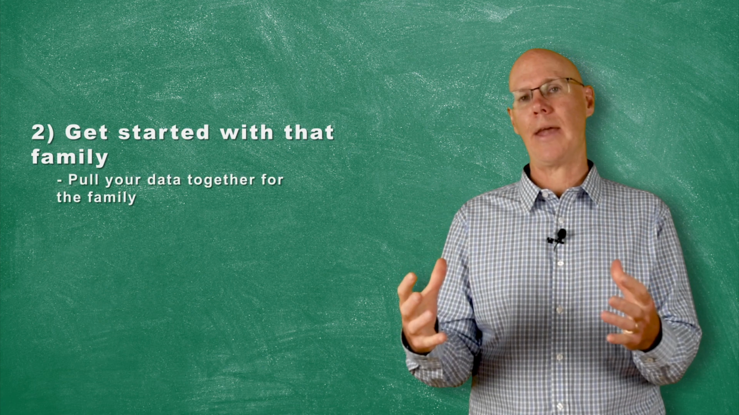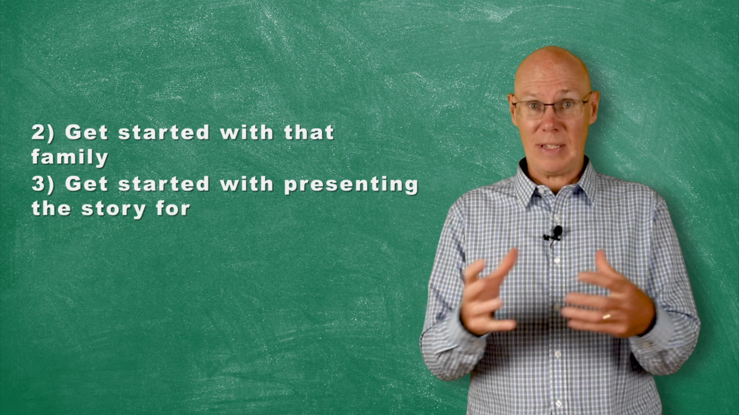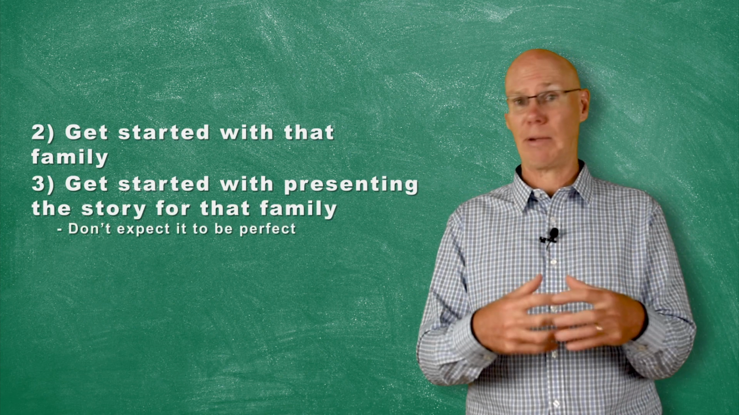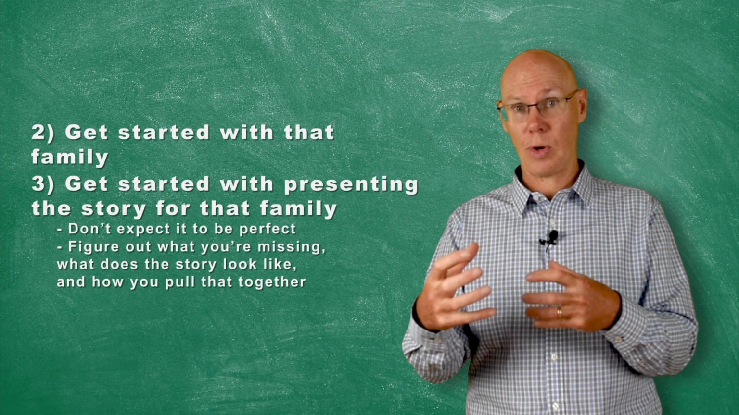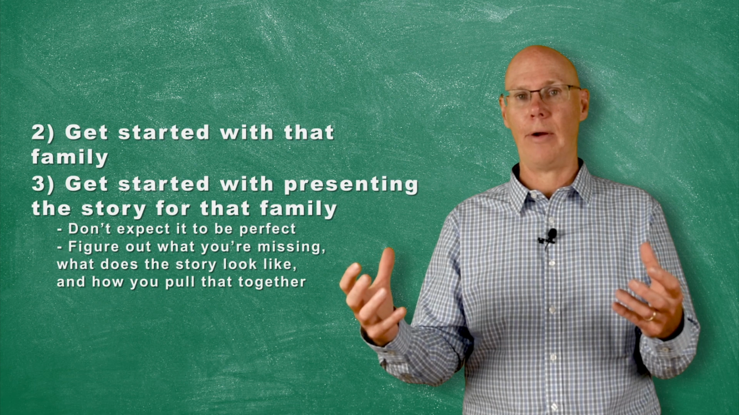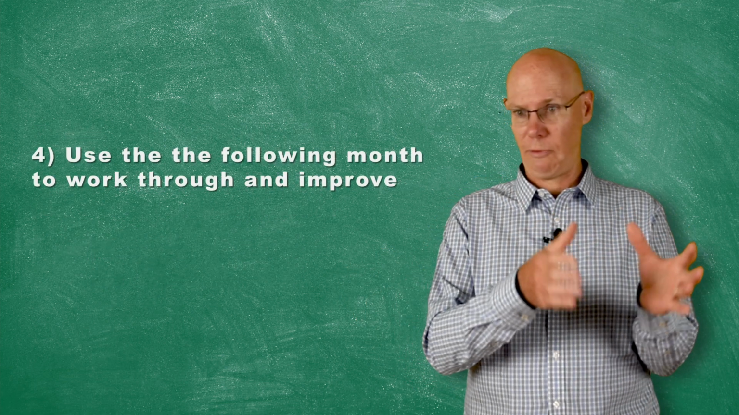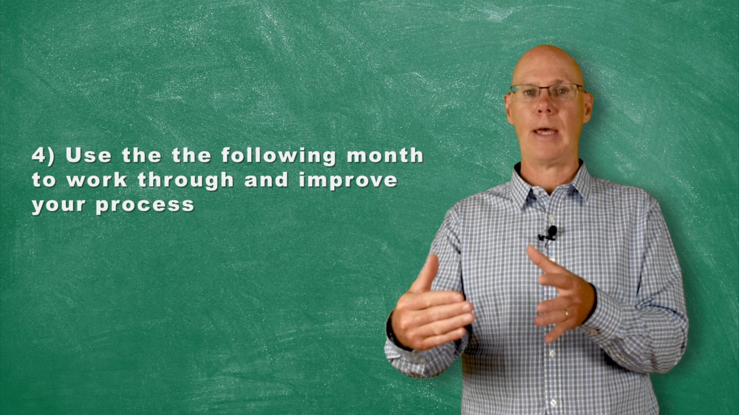Pull your data together for the family. Then actually get started presenting what is the story for that family. And don't expect it to be perfect, because it won't. Part of this is you're trying to figure out, what am I missing? What's the story look like? How do I pull that together? And then use the monthly process, so the following month, to iterate through and work to improve your process.